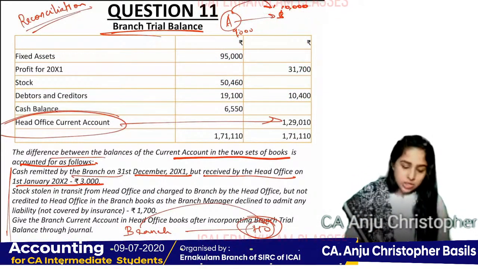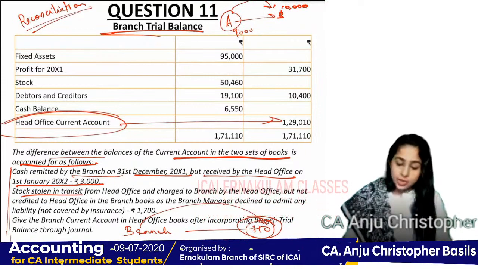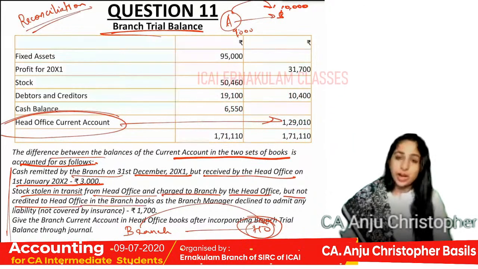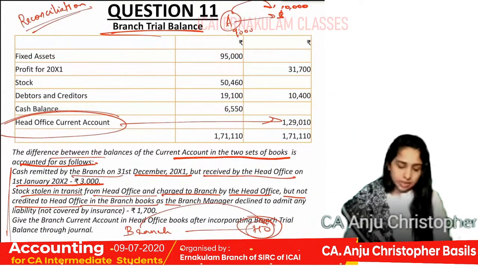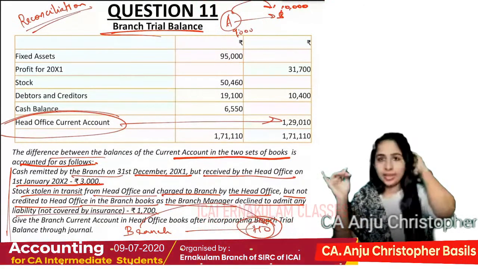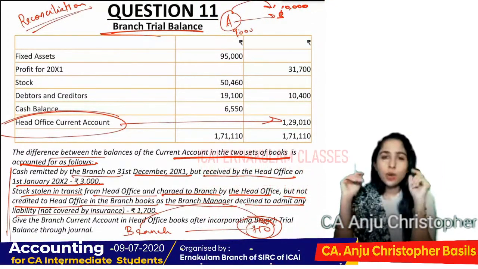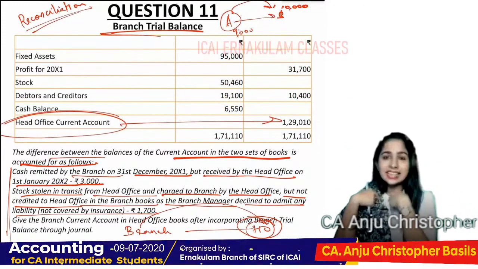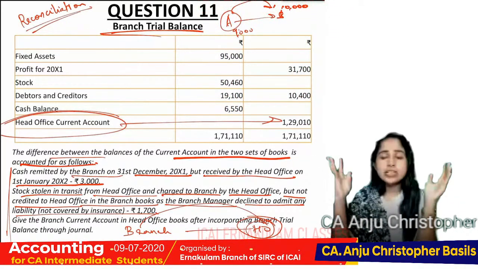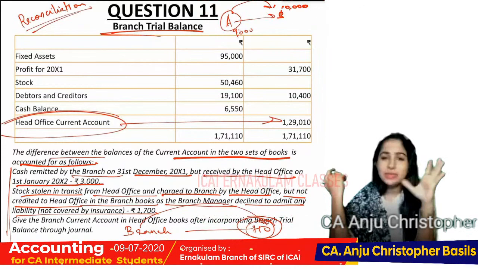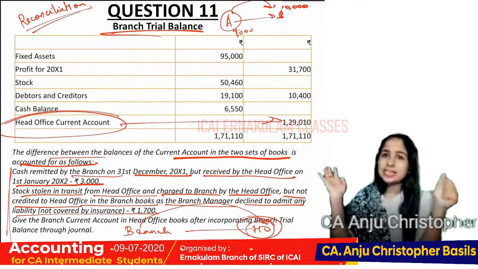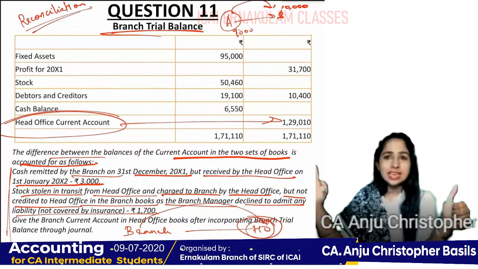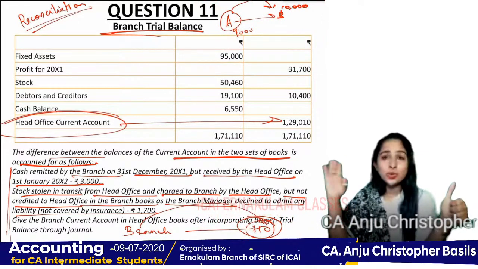Similarly, stock stolen in transit from head office and charged to branch by the head office, but not credited to head office in the branch books, as the branch manager declined to admit any liability. Okay, meaning there were certain goods in transit, which were lost. All right, goods in transit which were lost. And the head office, initially they said that this is actually the liability of the branch, and head office is not actually going to take the liability. Okay. But the branch manager was very strong, he said, no, when the goods were sent from the head office, this is not our liability at any cost, and the loss, we are not going to record it in our books.